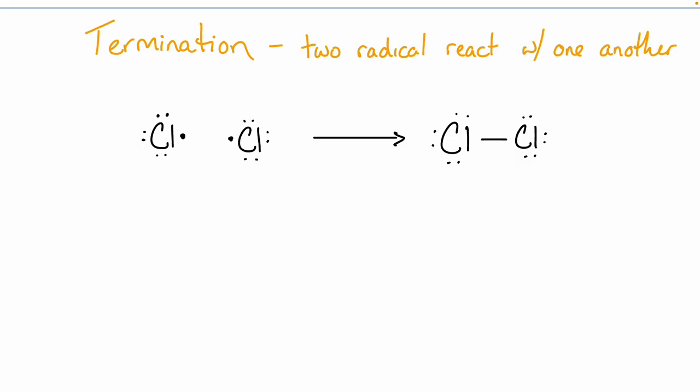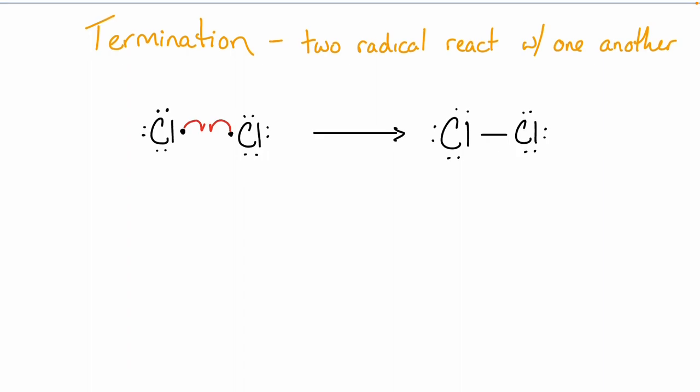So they're going to form this new bond. Those two electrons are going to find one another and form that bond. All right, and really termination will happen anytime two radicals find one another.